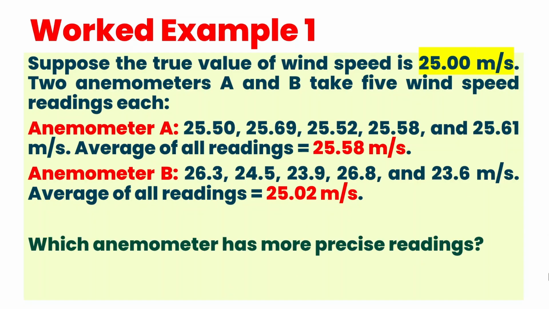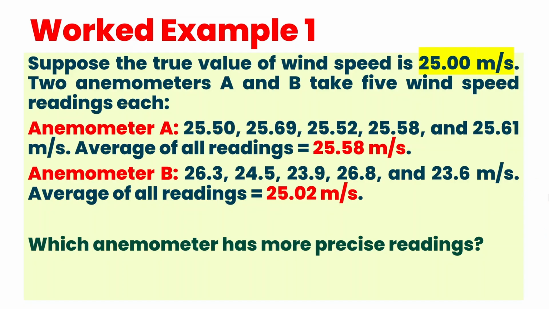So the question is, which anemometer has more precise readings? I'll give you 5 seconds to think about it. So what's your answer? Remember, precision is the closeness of individual readings or values to one another. And we can see here that anemometer A has precise readings because all of the readings in anemometer A are just 25, and they only differ in terms of the decimal places.